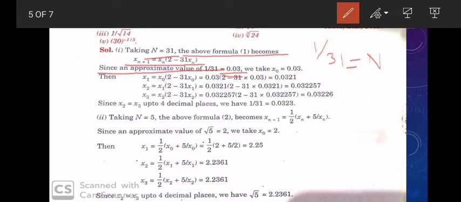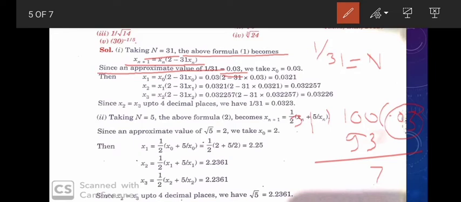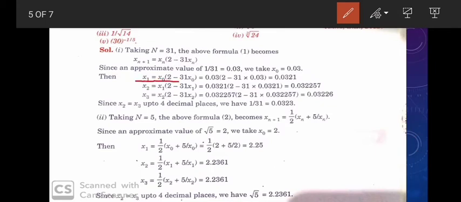This you have to do by simple calculation: divide 1 by 31, then point 0, then again put 10, then 0, then 3 times 31 you will get 93, so afterwards 7. Like this we have got 0.03 as the approximate value. This is x naught, the approximate value. Now we will find x1 according to the formula x1 equal to x naught (2 minus 31 x naught). So 0.03 is our x naught, 2 minus 31 into 0.03. So this is our x1.